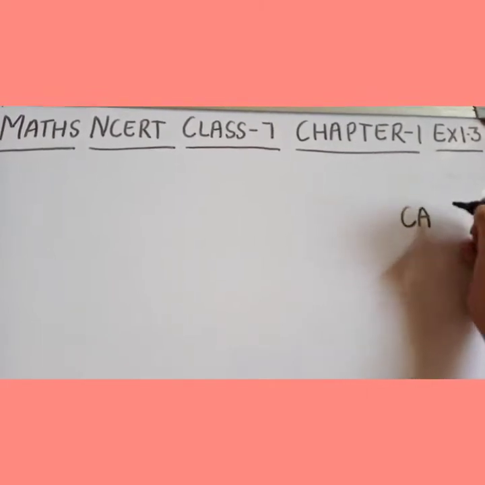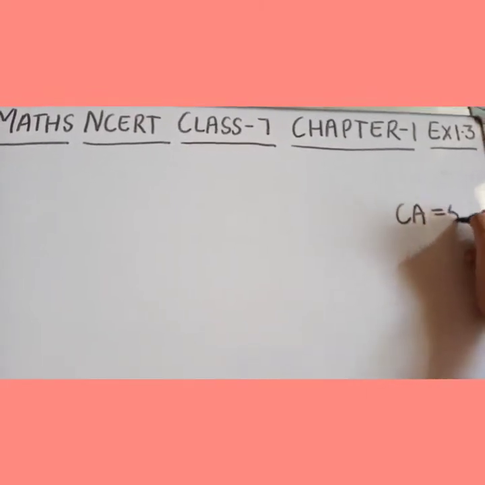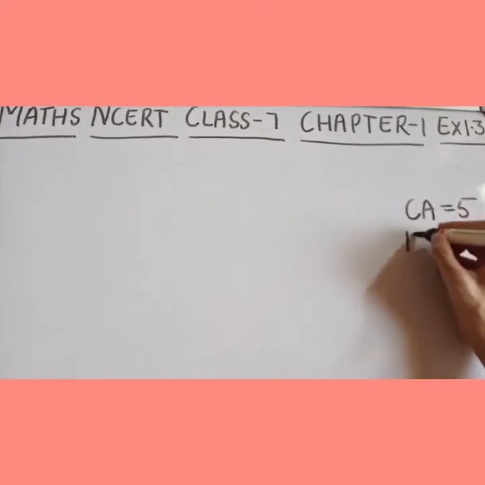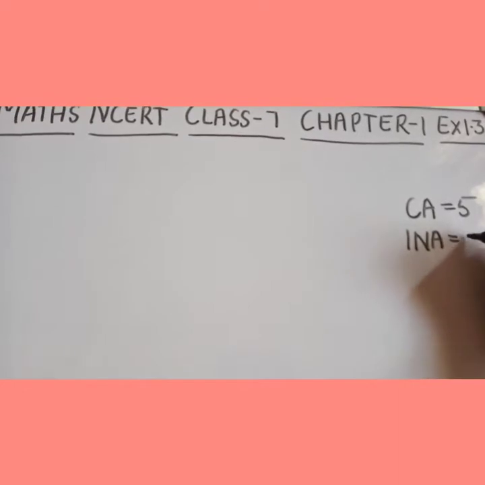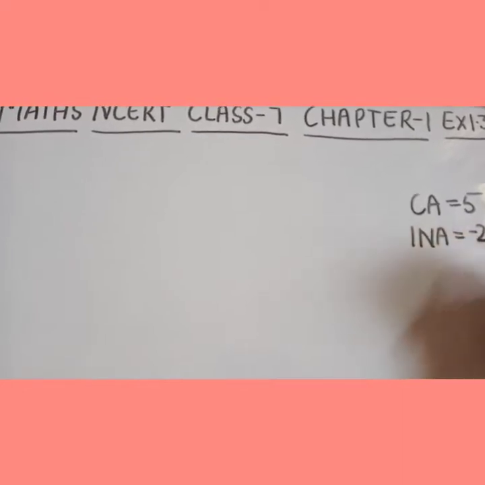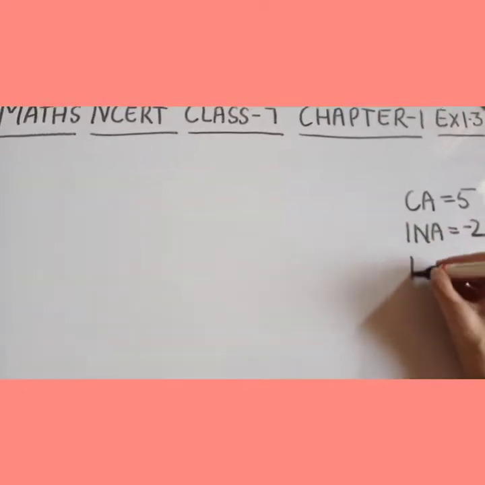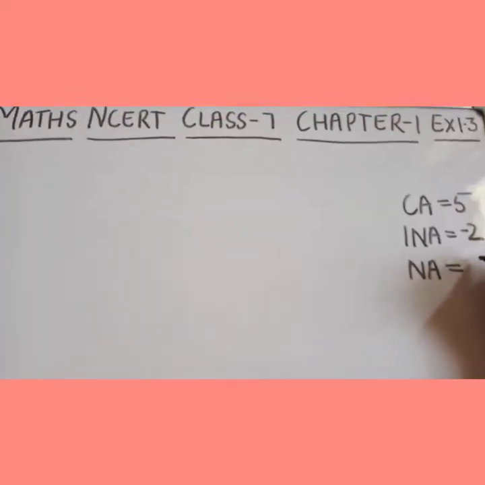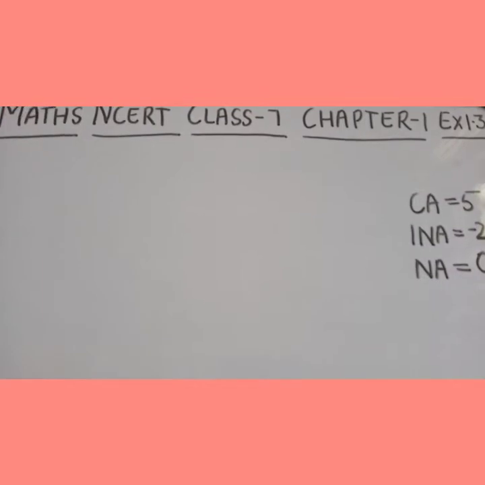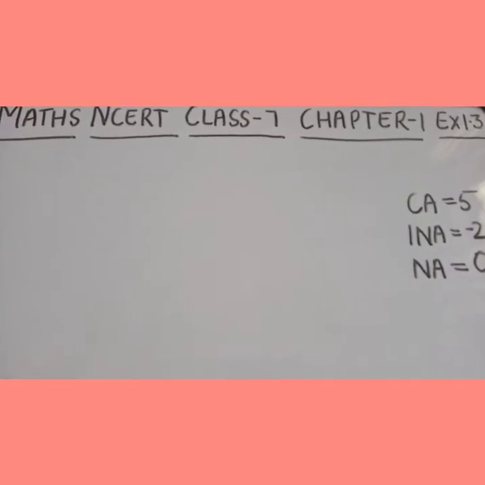For correct answers, you will get 5 marks. For incorrect answers, you will get -2 marks. For questions not attempted, you will get 0 marks. Now let's read the first part.